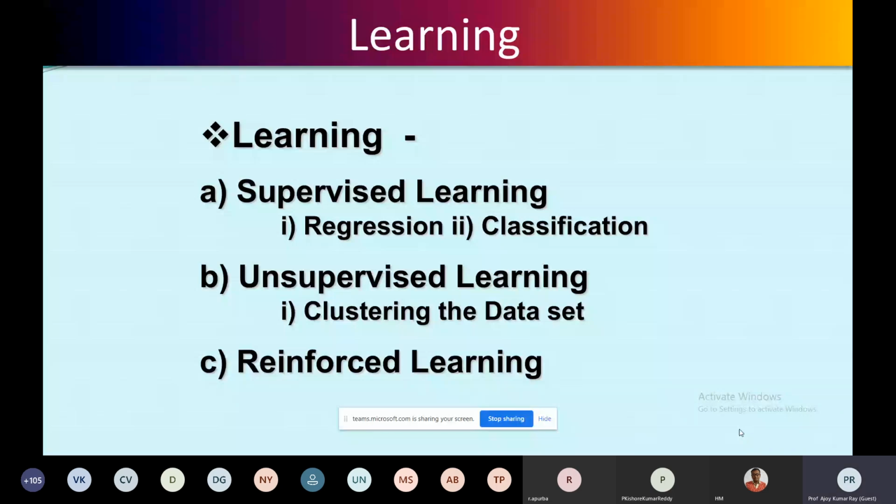Now let me come to unsupervised learning. In unsupervised learning, there is no teacher. This is also known as learning without a teacher. Supervised learning is learning with a teacher. Unsupervised learning is learning without a teacher. Naturally, the question that comes is: is it possible to learn without a teacher? The answer is yes. Again, sometimes I'll tell you some stories.